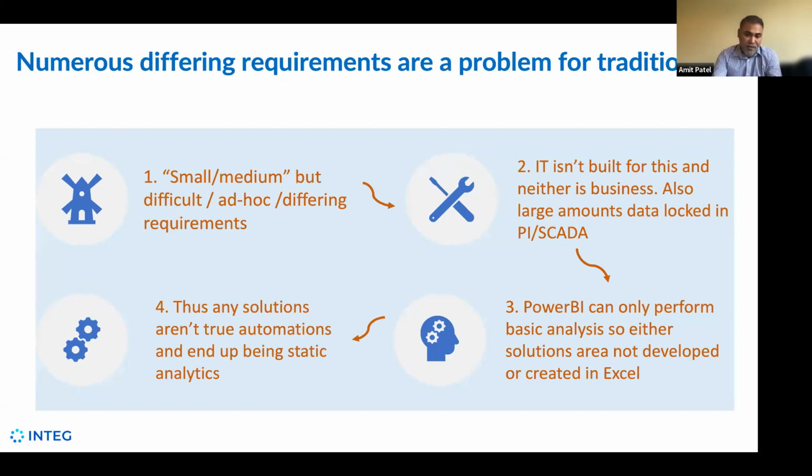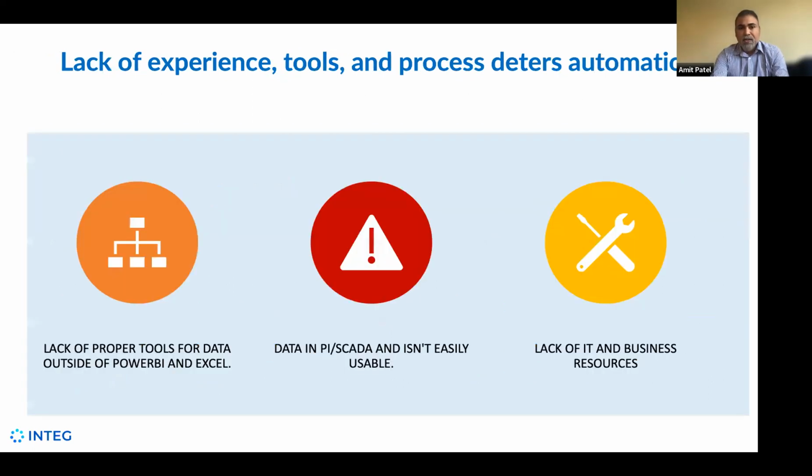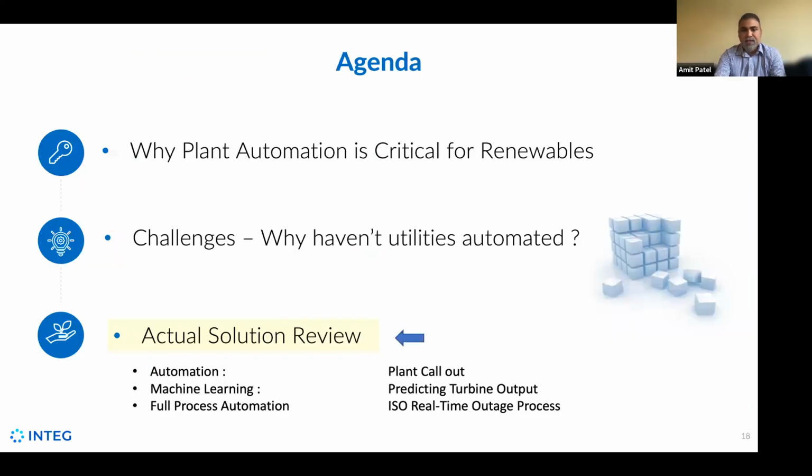So then you say, all right, well, you have some developers or somebody internally that has Excel and VBA, and that only works to a small extent because you can maybe do a small thing, but if you need true automation integration, just Excel doesn't work for those cases. So really what ends up happening is that solutions either don't get built or they're not truly automations and they end up being static analytics. So really in summary, it's lack of proper tools, difficulty getting data out of Pi and SCADA, and lack of IT and business resources that can address these things.